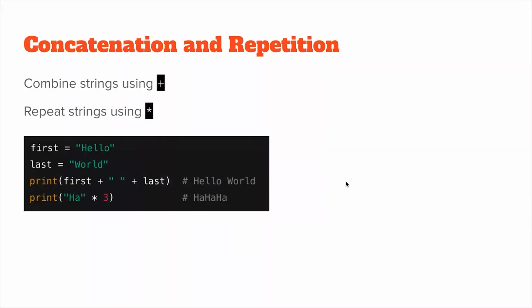You can also do concatenation and repetition. In this example, let's say you're given the string hello in the first variable and world in the last, and then you can combine strings using plus, putting a space in between, which is the space string. And you can also repeat a string using the star sign. So ha star 3 would be ha ha ha.